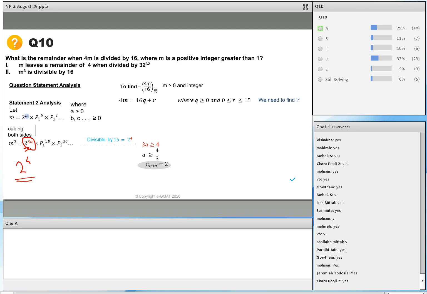But at a minimum it has to be equal to 2 to the power 4. If 2 to the power 3a has to be equal to 2 to the power 4, then 3a has to be equal to or greater than 4, which tells me a has to be greater than or equal to 4 by 3. You told me, before starting the question, that a can never be a fractional number, right? It can never be a fractional number. So the minimum value of a is equal to 2, yes or no?